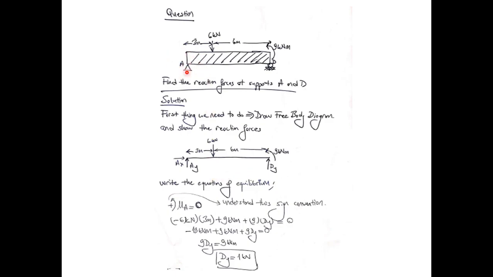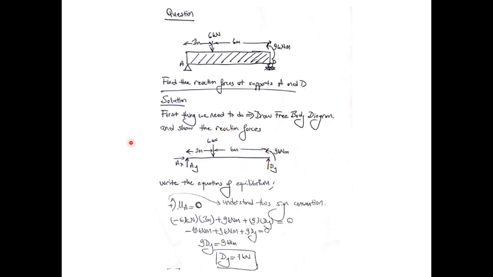Since we have a pin support at point A, we're going to have reactions in both the vertical and horizontal directions. So we have AY, which is the reaction force in the vertical direction, and we have AX, which is the reaction force in the horizontal direction. In addition, we have a reaction force at support D, and since support D is a roller support, we are going to have a reaction force only in the Y direction. So the reaction force in the X direction is not available at this point.